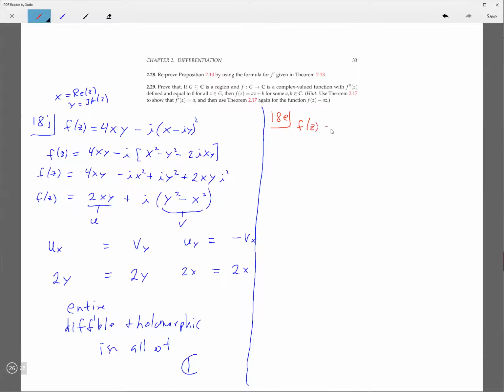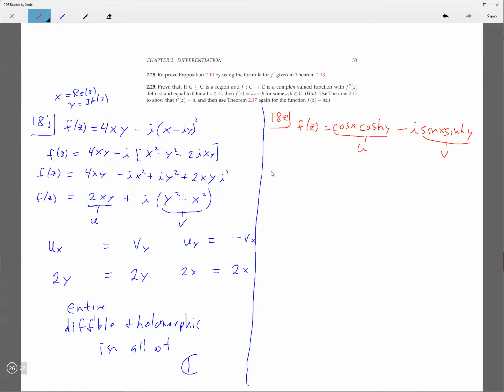So their function is cosine x times the hyperbolic cosine of y, minus i times sine x times the hyperbolic sine of y. Now here we already have the u and the v, because those are both completely real. It's only this one right here.